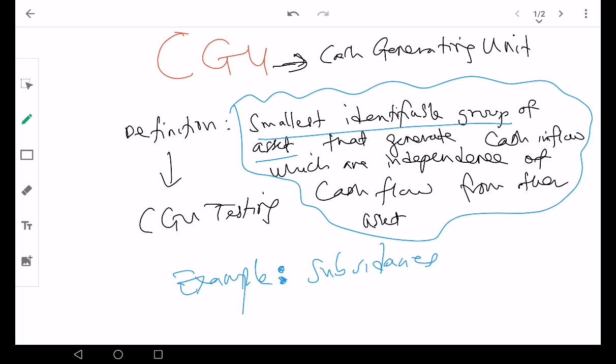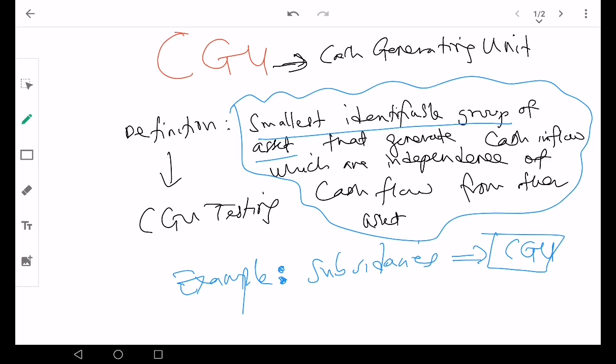Subsidiaries. Subsidiaries is also a CGU. So when you want to say an impairment, you will impact the goodwill. Okay? So you will not impact based on the individual asset in your subsidiaries when you do your group account, group statement. So subsidiaries is also a CGU.